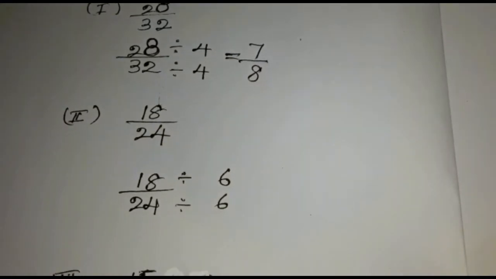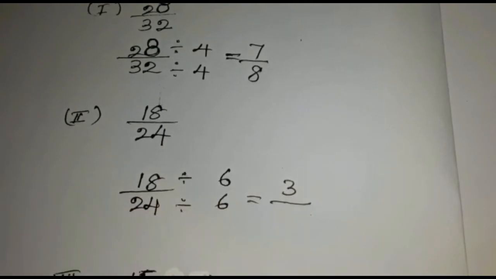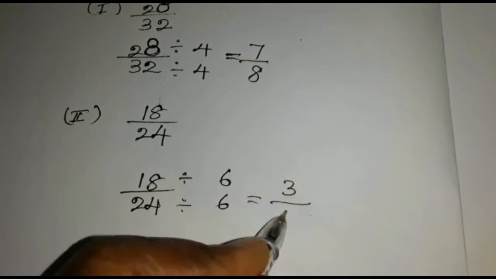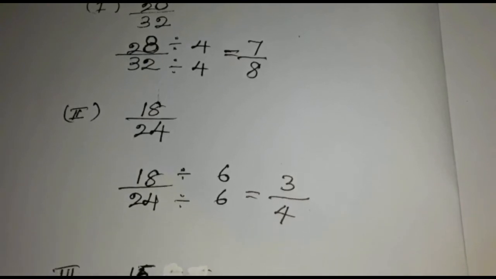Second one, 18 over 24, we can divide by 6. 18 divided by 6 equals 3. 24 divided by 6 equals 4. So 3 over 4 is the lowest term.